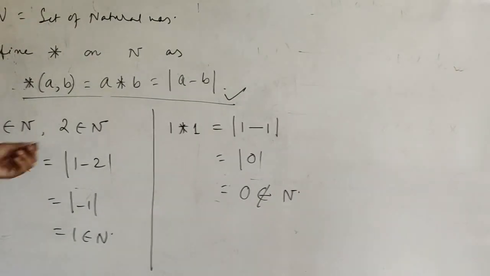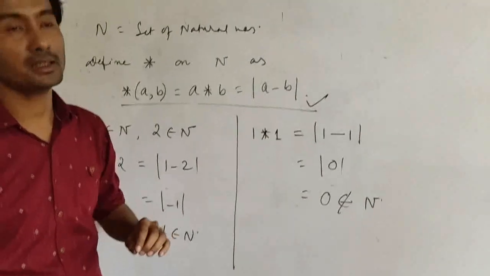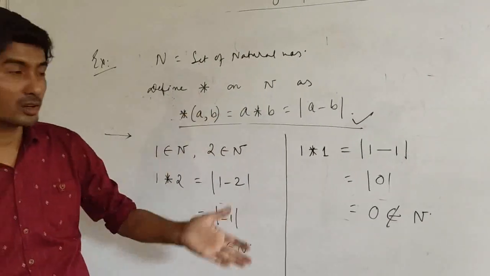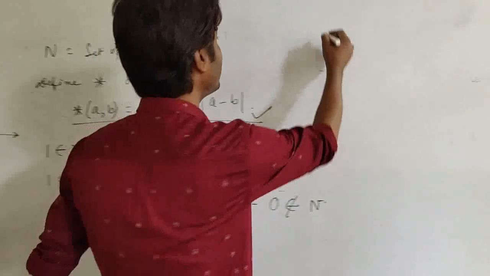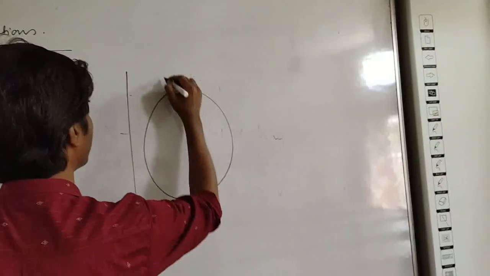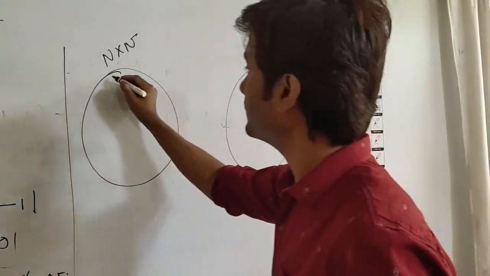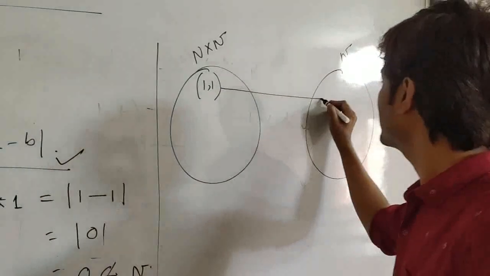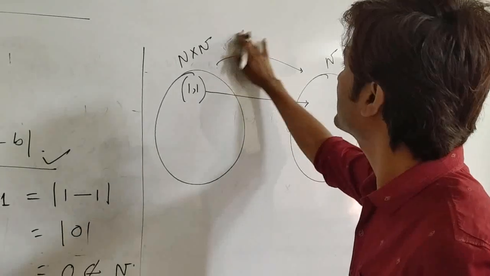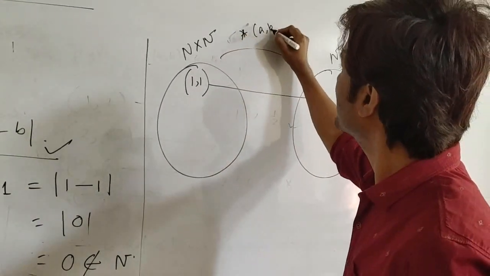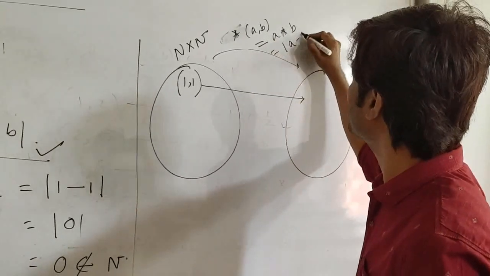Such pairs, 1 comma 1, we may take one example 1 comma 1, or we may take 2 comma 2, 3 comma 3 and so on. All such pairs will not have image in N. See here, this is our set N cross N, this is our set N. If I take 1 comma 1 here, how do we define this star? Star is defined as a star b, as modulus a minus b.